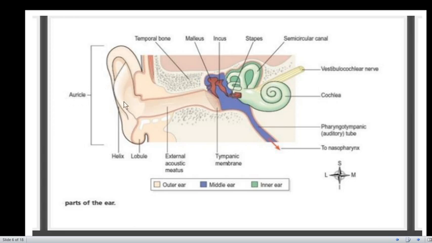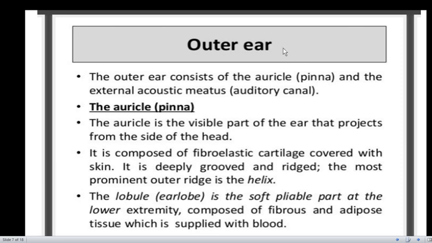So the sound wave will be entering the ear, it will travel through the external acoustic meatus, and it will be entering the middle ear, and through that to the inner ear with the semicircular canal. So it will travel to the semicircular canal, and this is the nerve called the vestibulocochlear nerve, which will be converting the sound wave into nerve impulses, and that will go into the cerebral cortex. Okay, cerebral cortex. So this is the structure of the ear, the parts of the ear. So now we have to see the outer ear.